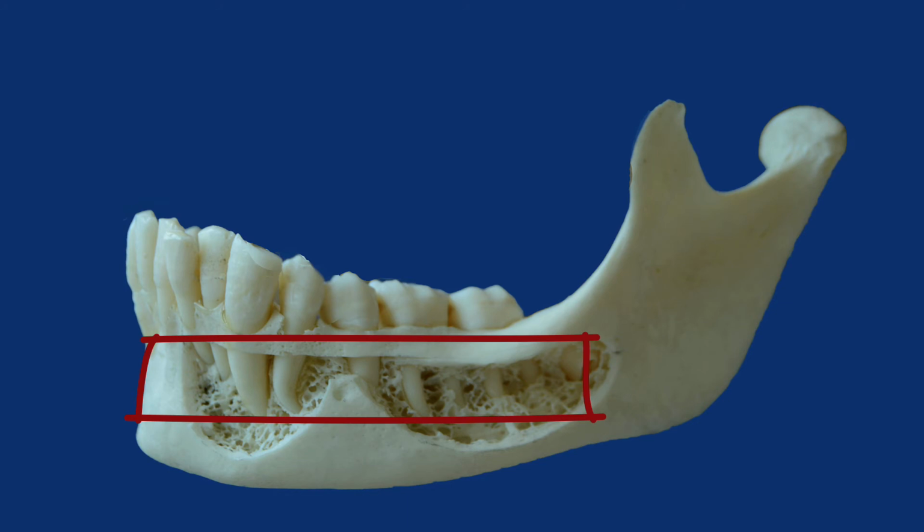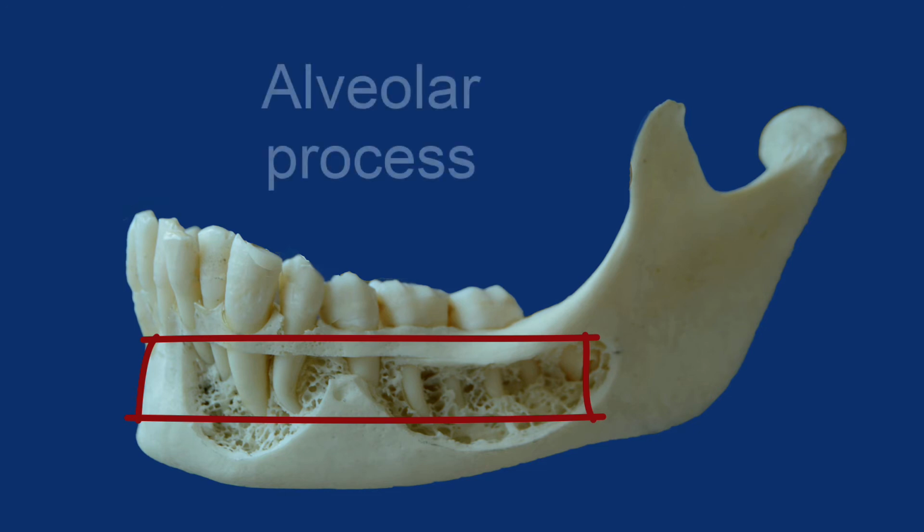In other words, they're within sockets. The word alveolus essentially means pocket. And so the roots are contained within these pockets, which you find within the bone. And this part of the bone, which contains these sockets, which hold the roots, is just like with the maxillary bone, referred to as the alveolar process. So the mandible also has an alveolar process.